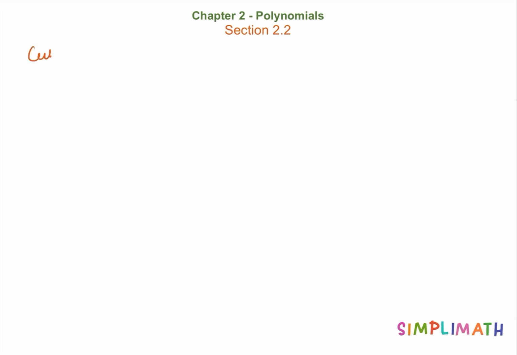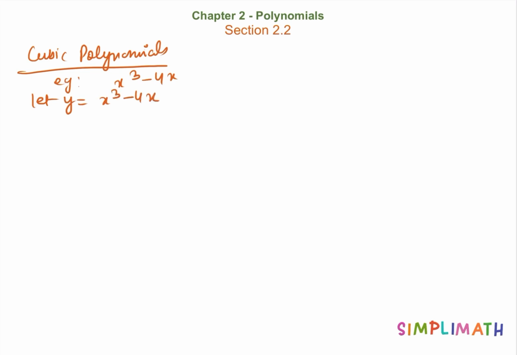Now let's come to the cubic polynomials. Now this also you only have to understand, it won't come in your exam. All right, so now let us start with an example to understand better. Let us consider one cubic polynomial, say x cube minus 4x. Now let y equals, let us make a corresponding equation for this: y equals x cube minus 4x. Now let's find the values.